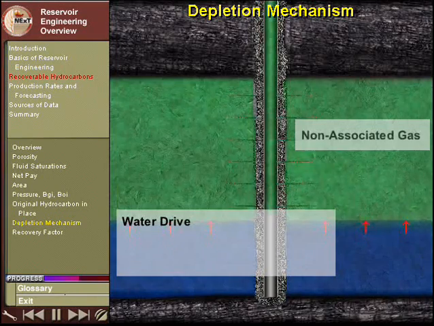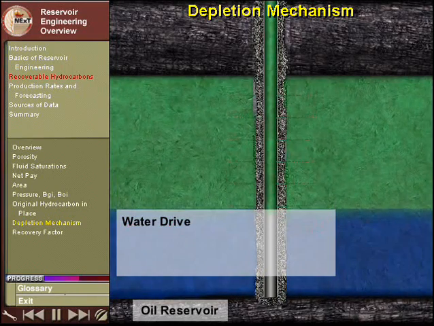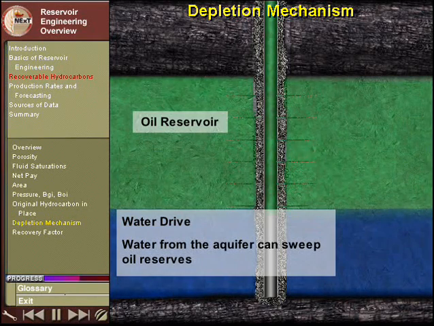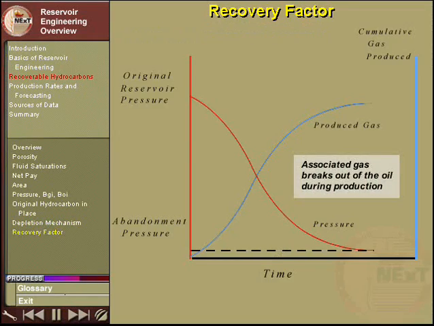The drive mechanism for oil recovery in water drive reservoirs is from the pressure support provided by the aquifer. In addition to pressure support, oil recovery in a water drive reservoir can be enhanced by the sweeping effect that the water has on the oil when it moves from the aquifer through the producing reservoir.